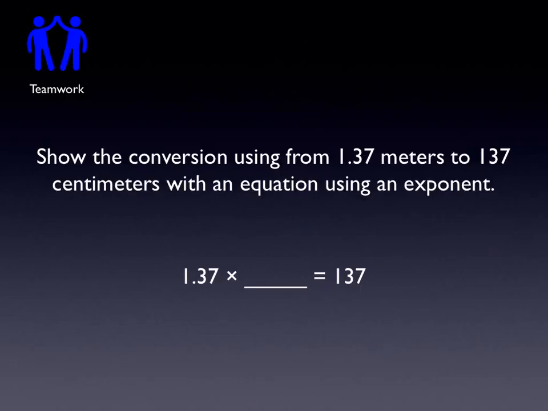All right, let's show the conversion from 1.37, or 1 and 37 hundredths meters, to 137 centimeters with an equation using an exponent. So if we look, we've moved the decimal 2 places to the right, which means we've multiplied by 100. 100 in exponents is the same as 10 times 10, which is also 10 to the second power. So 1.37 times 10 to the second power equals 137.